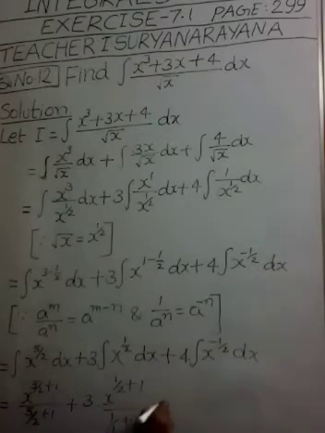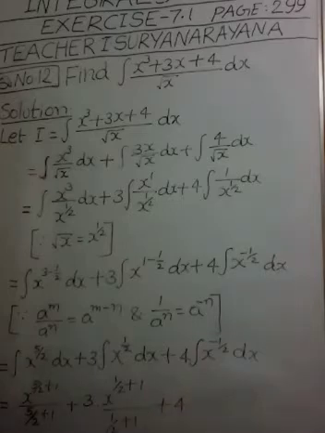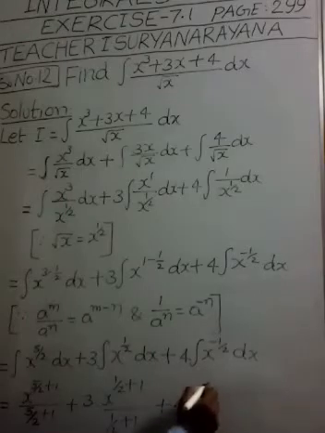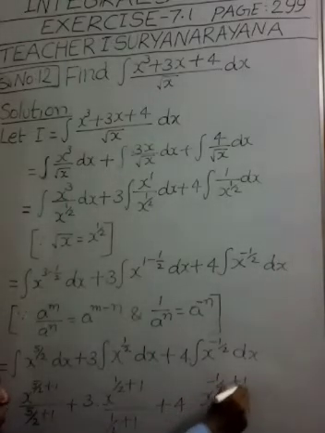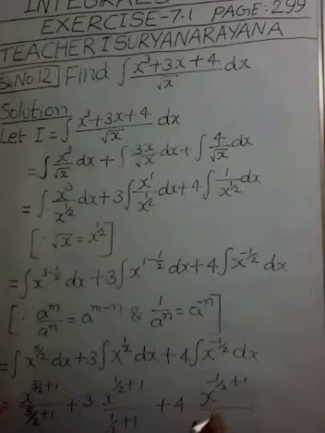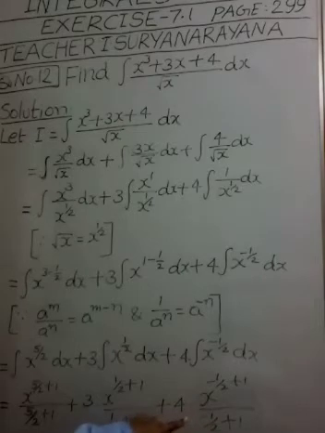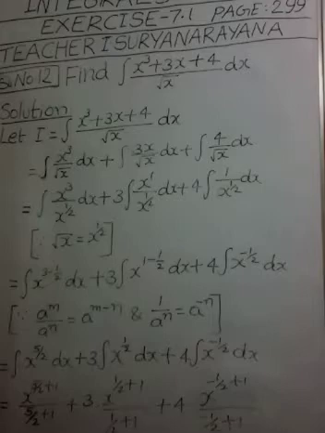Right. Plus 4 into, for the last term also we use the same integral formula. So x power minus 1 by 2 plus 1 by minus 1 by 2 plus 1. Understood this last term, my dear children?